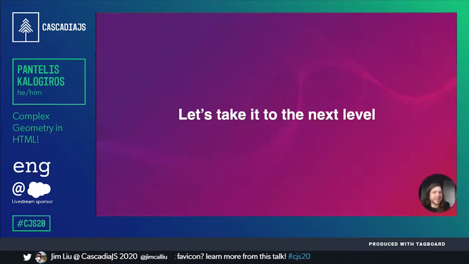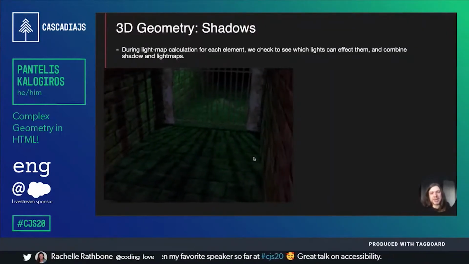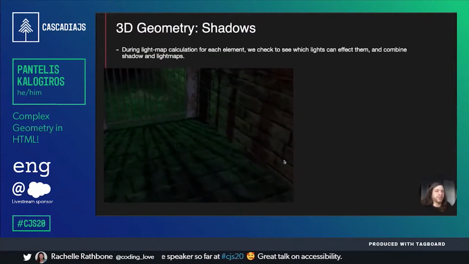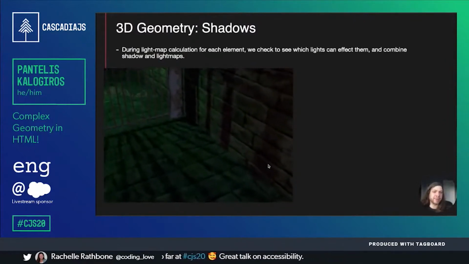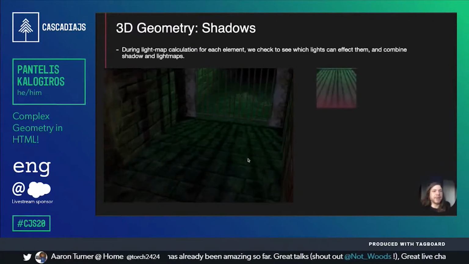I promised you complex 3D things, so let's try to do something more crazy. Shadows. So again, there is nothing we can use in CSS for shadows. Box shadows are nice as backdrops, but cannot really be extended to represent any light source. So what we do is ray casting.